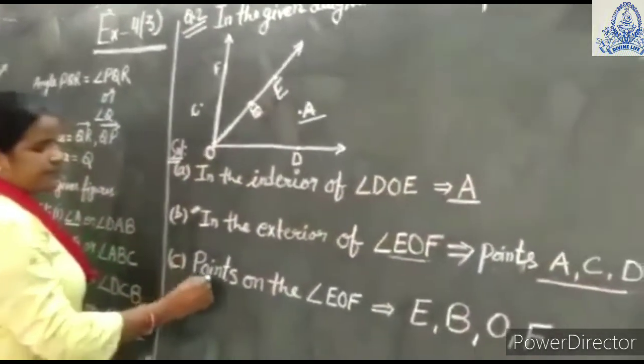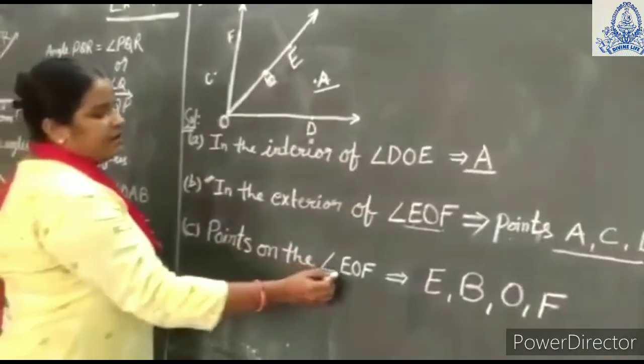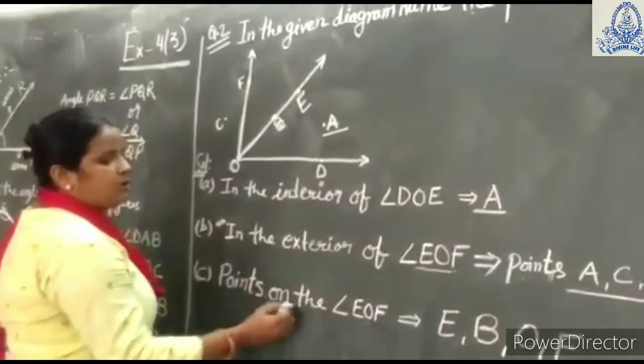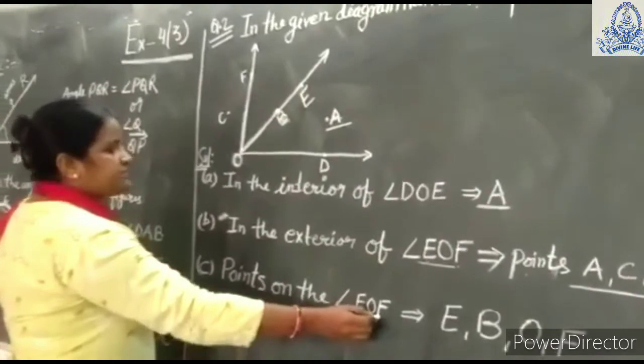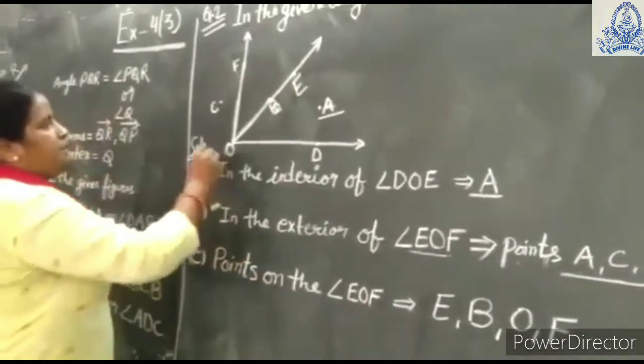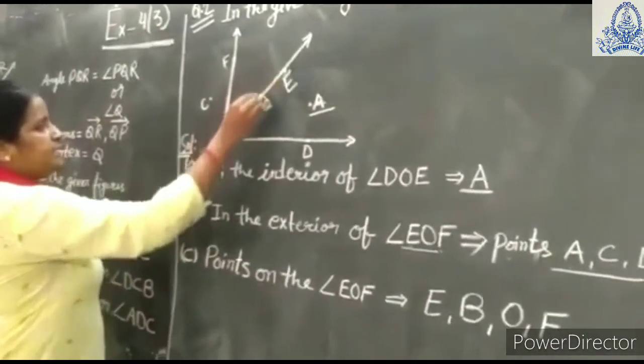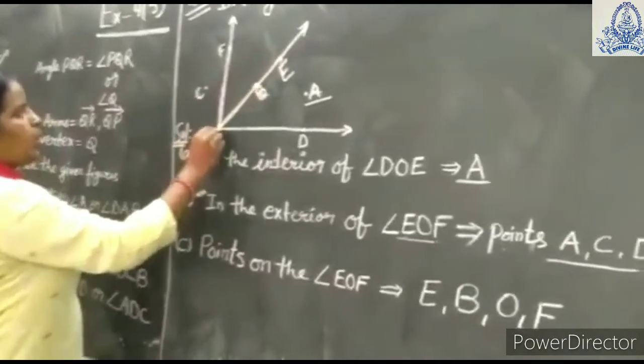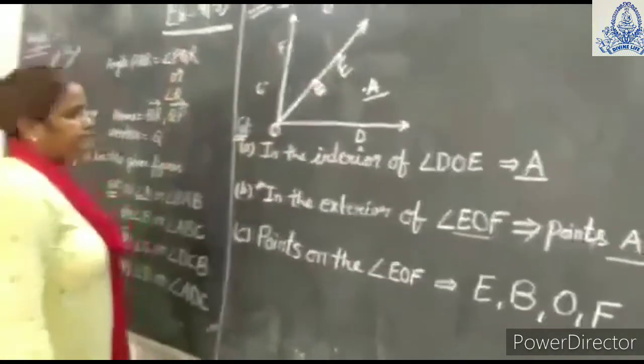Now see the points on the angle EOF. Which points are on the EOF? Points are E, B, O, F.